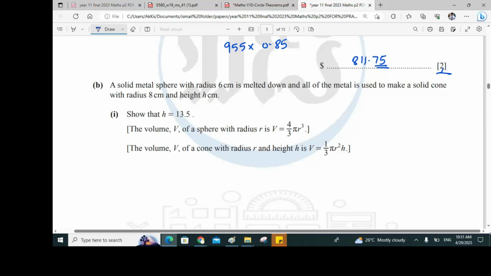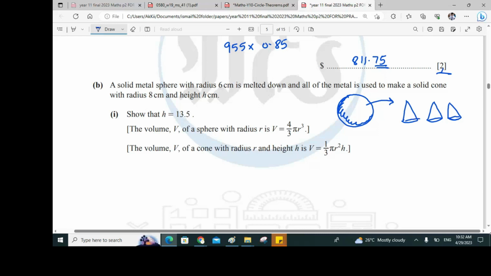The solid metal sphere with radius 6 cm is melted. Now it is melted down, and all the metal is used to make solid cones. This is the sphere. A solid metal sphere is taken. And it is melted down to make solid cones. I'm not drawing exactly, just to give you the basic idea, these are big cones, right?